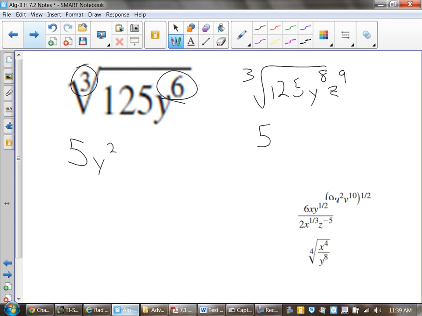3 goes into 8. How many times? How many are left over? Okay, so that means 2 y's come out, and 2 y's stay in. 3 goes into 9. How many times? Are there any leftovers? So 3 z's have to come out.